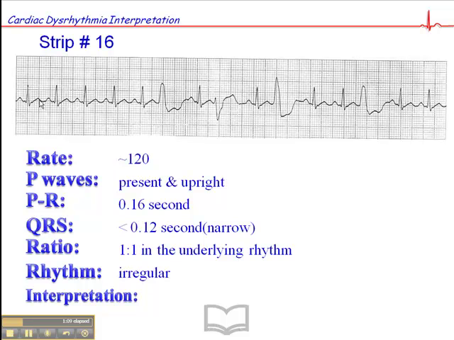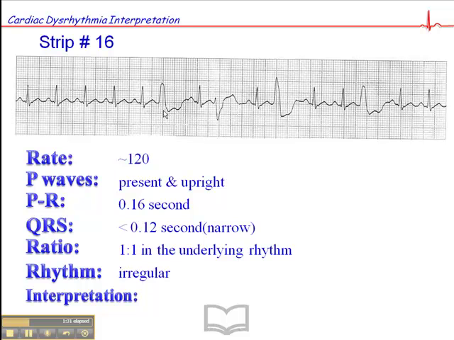Now, the underlying rhythm consistently has a P wave, a narrow QRS, with a normal PR interval, and a rate of 120. So that tells us that the underlying rhythm is a sinus tachycardia. What are these things? Well, they're wide and bizarre without P waves preceding them, and they're all different shapes or different morphologies, so they're multiform.